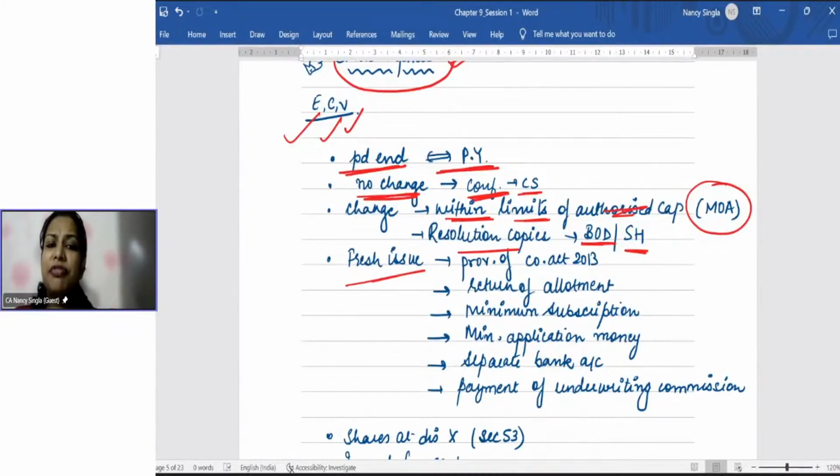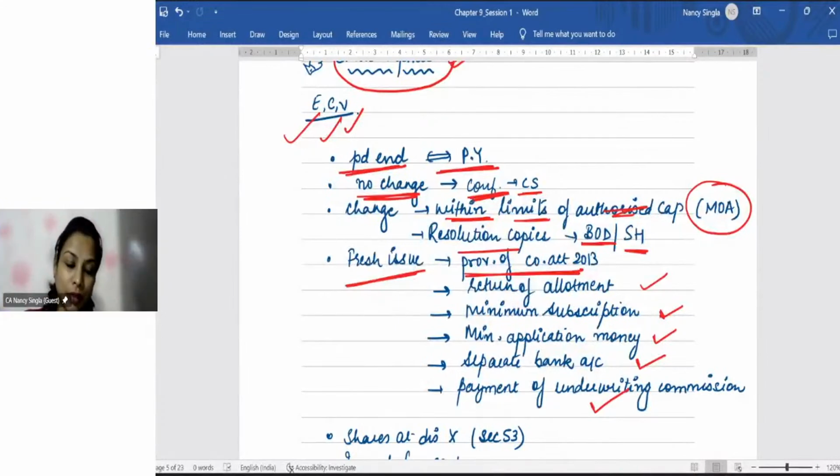In case of any fresh issue of capital, he will see whether the various provisions of Companies Act 2013 relating to return of allotment have been complied with: whether return of allotment has been filed, minimum subscription has been received or not, minimum application money, opening of the separate bank account, payment of underwriting commission as per section 40 of the Companies Act. So he will verify whether all these are in compliance with the Companies Act 2013.